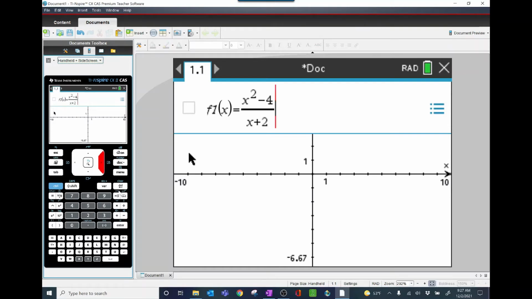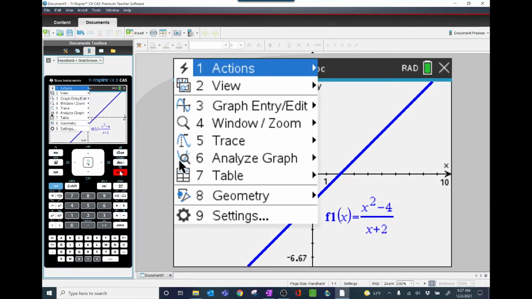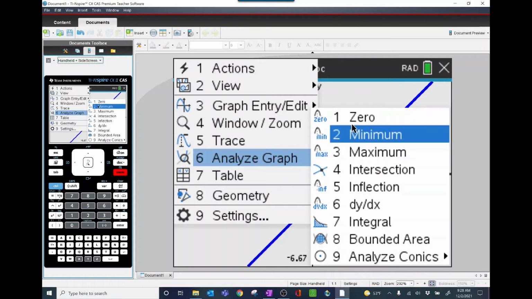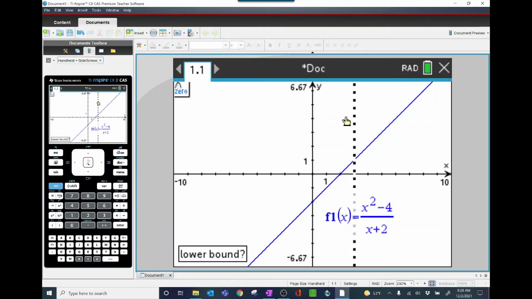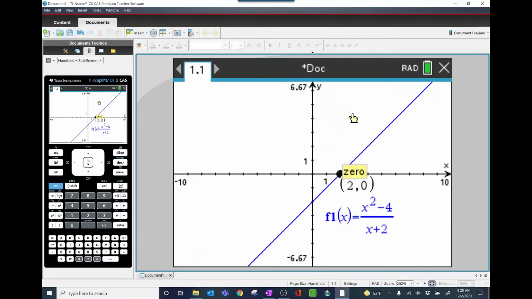Okay, so let's graph this. We can see it is a line. My x-intercept is right here. To find my x-intercept, just to remind you, we would go to our menu, analyze graph, and find the zero. We put our lower bound to the left of the zero and our upper bound to the right of the zero, and we see that we have a zero at (2, 0).